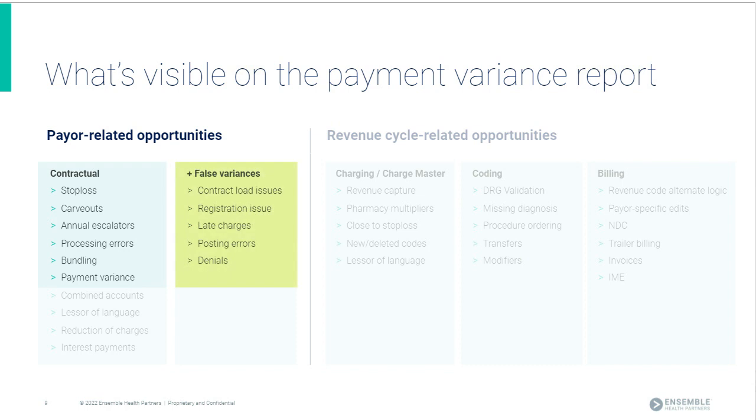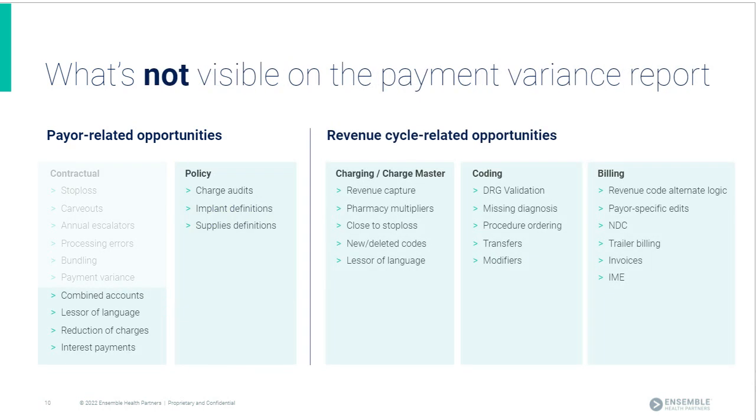Here's one of my favorite terms, false variances. These are accounts that have a variance on them that's not right, but more than likely have zero cash value and could be such a waste of valuable resources. But understand that from time to time these do need to be cleaned up. And here's where we get into what's important: what is not visible on your payment variance report?